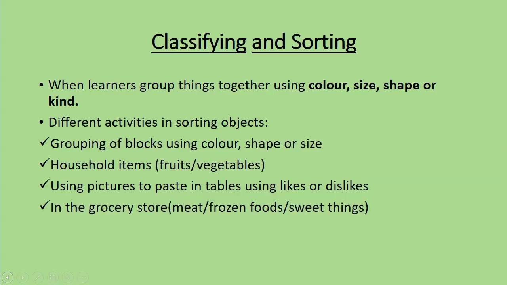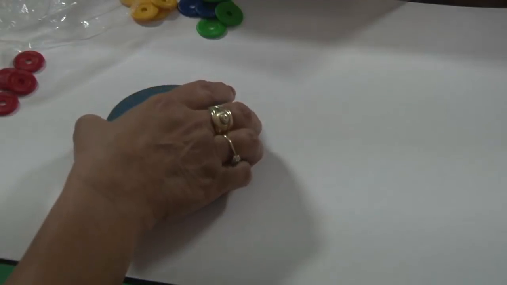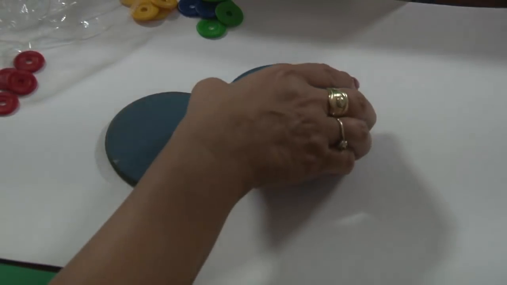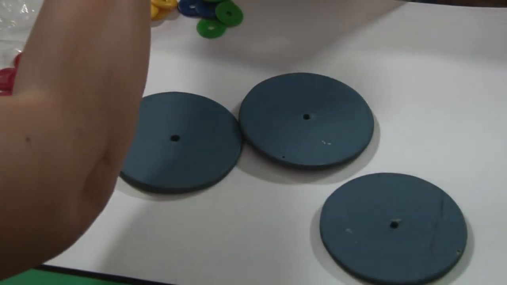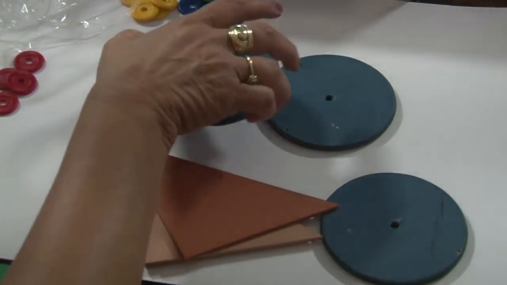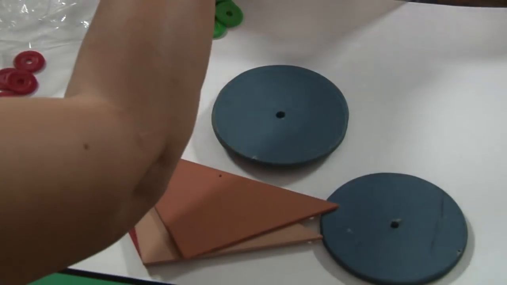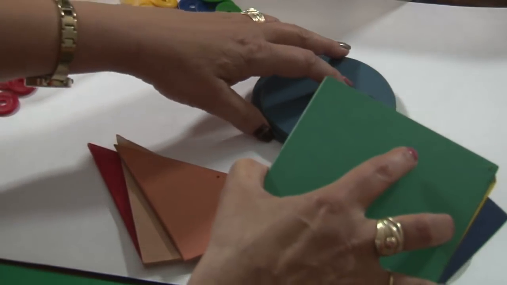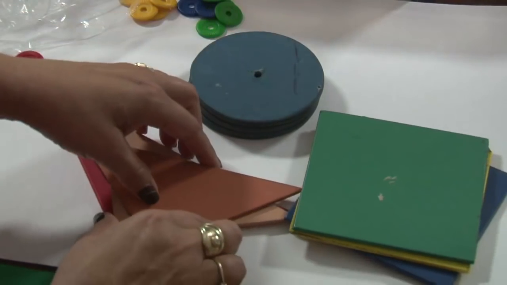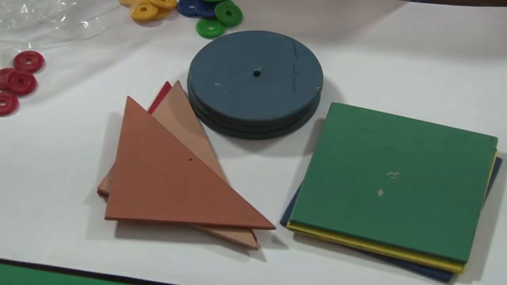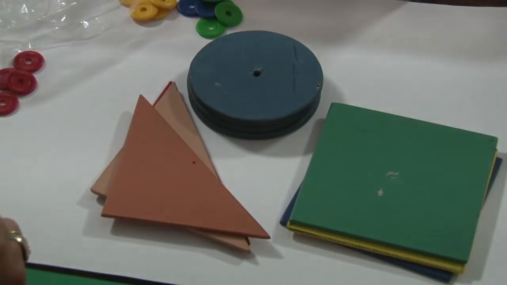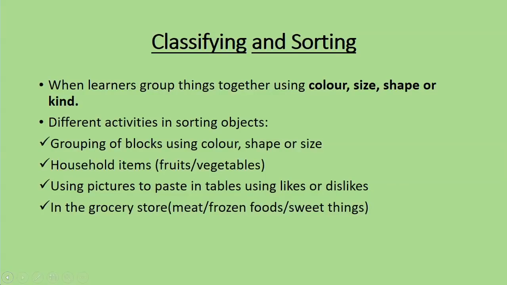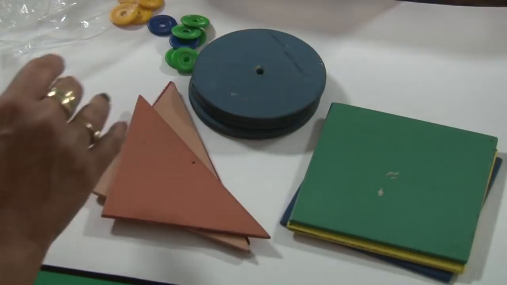I can also continue and ask my learner to classify according to shape. So I will have different shapes, and I will expect my learner to classify these objects according to their shapes. So I have squares, triangles, and circles. So the three ways learners can classify objects: color, size, as well as shape.